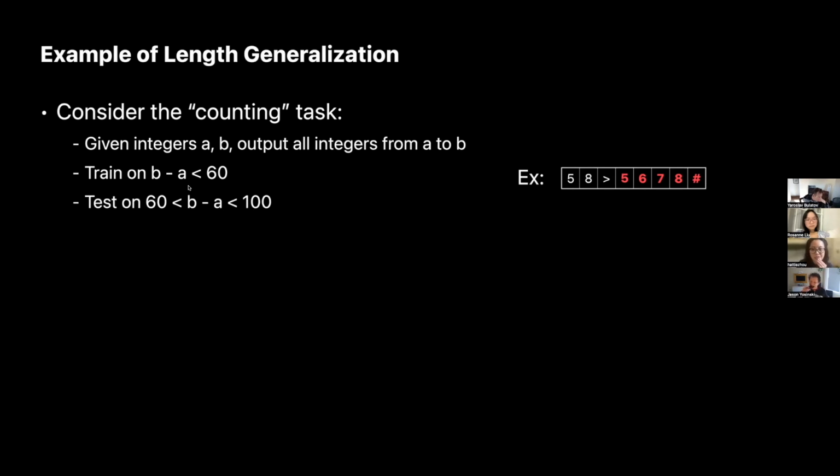So we're training on intervals sampled less than 60, meaning the length of the output would be less than 60. And then let's test them on length up to 100. For this task, the models achieve 100% test accuracy without any fancy stuff, just training transformers from scratch. So how is this possible? Models never had to output sequences of that length.